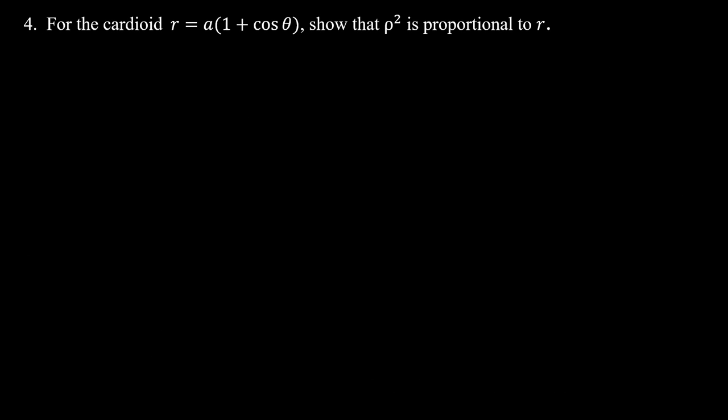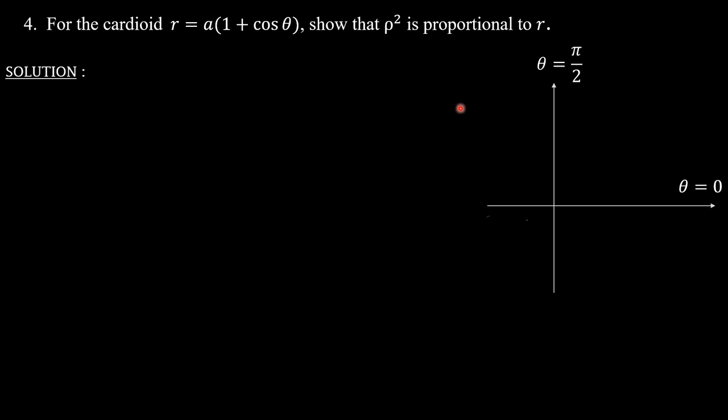Next problem. For the cardioid r is equal to a into (1 plus cos theta), they are expecting you to prove that the square of radius of curvature, that is rho square, is proportional to the radius vector r. Okay, so let us draw the curve here. r is equal to a into (1 plus cos theta) for the varying values of theta.